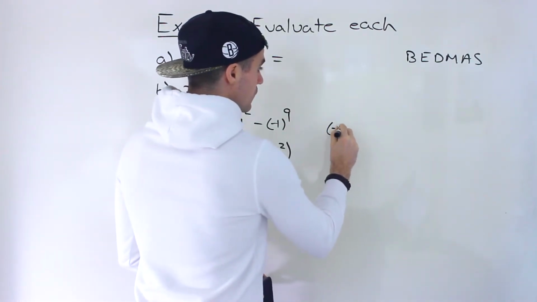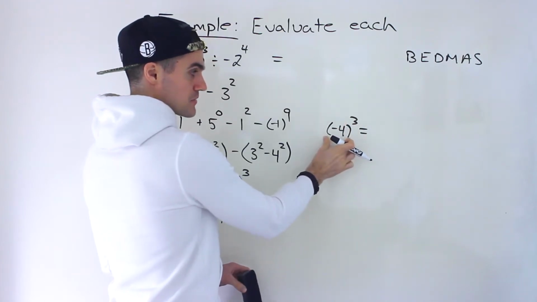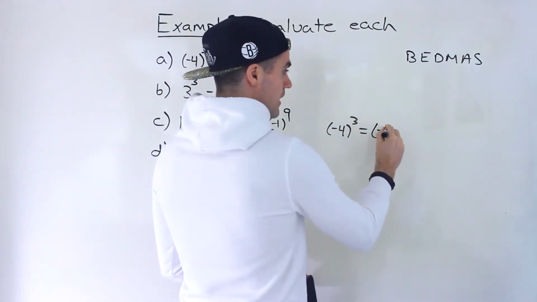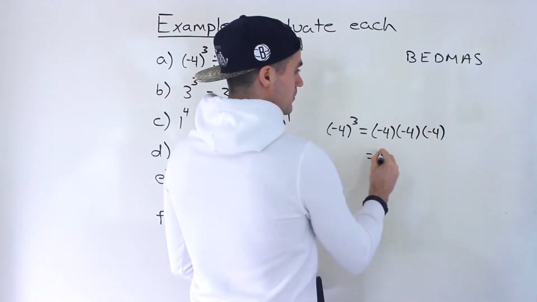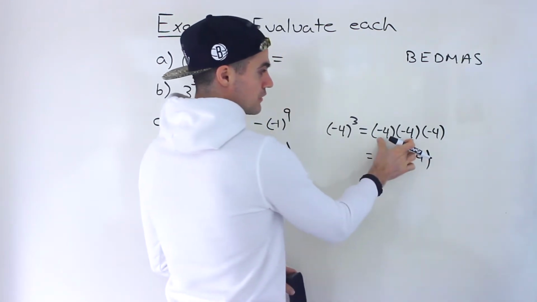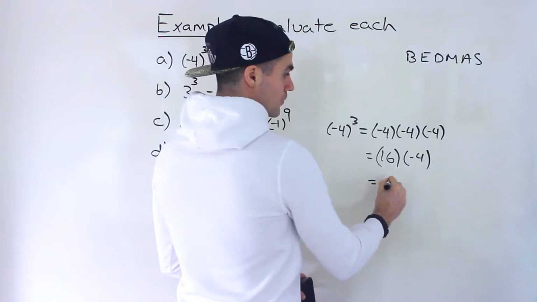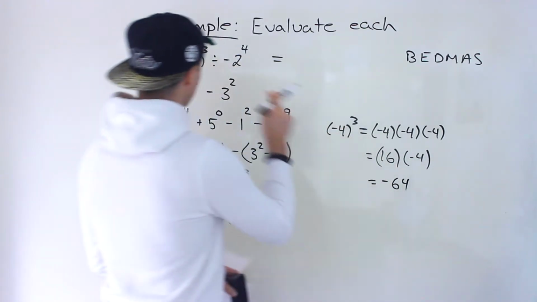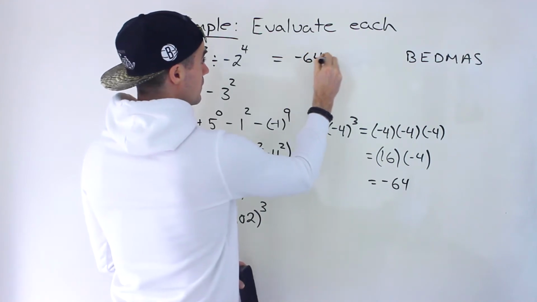So we got negative 4 to the power of 3. You could do it all in one in your calculator if you want. Just make sure you put that in brackets, or if you want to expand it, you can rewrite it like that, which would be positive 16 times negative 4, right? Negative 4 times negative 4 is positive 16. Then multiplied by the negative 4 would give you negative 64. So this over here would end up being negative 64.